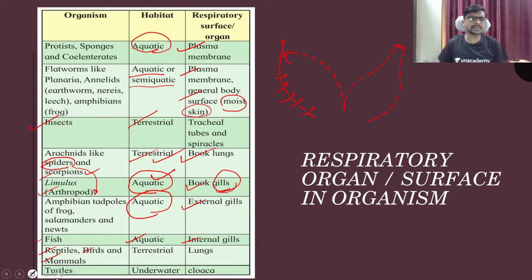Reptiles, birds and mammals have lungs. And turtle is having a cloaca. Okay, so when it is inside of water, we call it an underwater turtle.